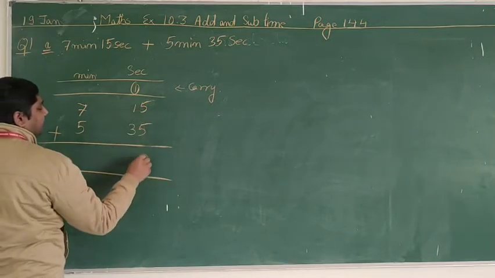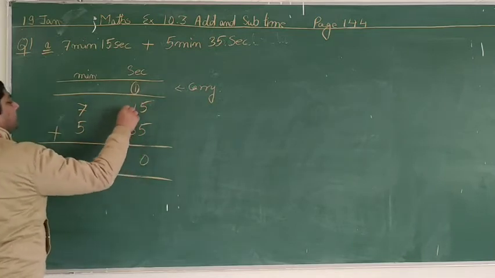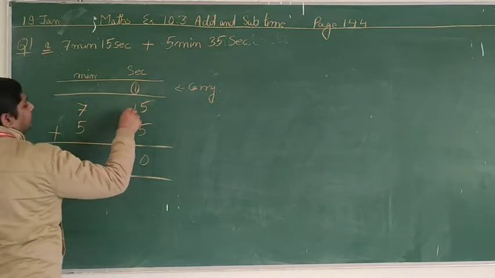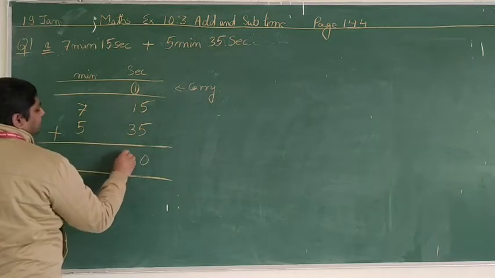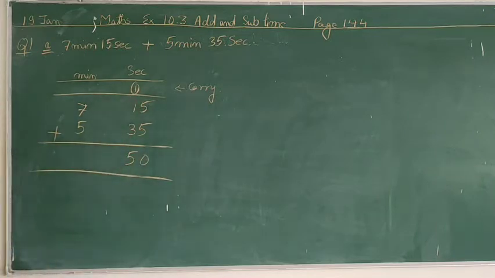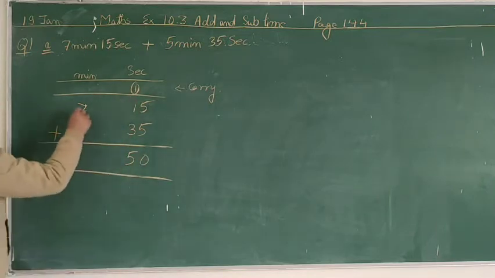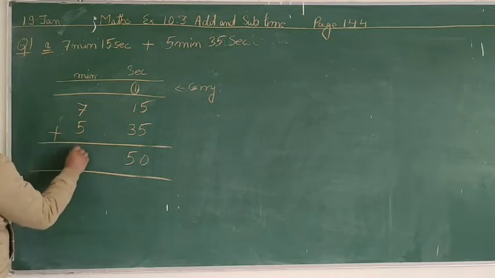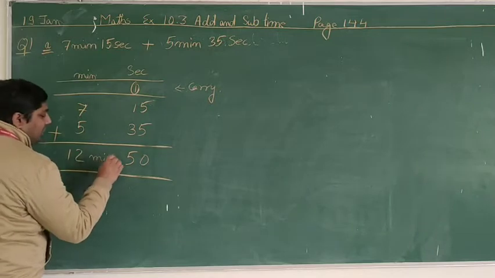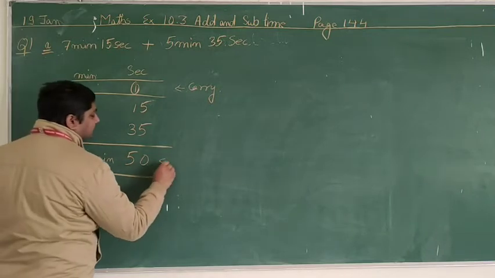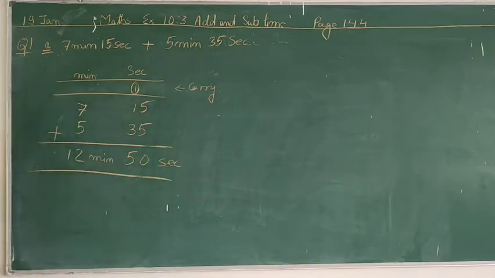So this is 5 plus 5, 10, 1 carry, 3 plus 1, 4, 5, 0, 50. Next one is 7 plus 5, 12. So here we have 12 minutes and 50 seconds. So this is how we are going to add. Next is question number B.